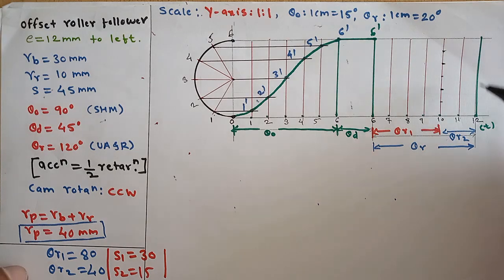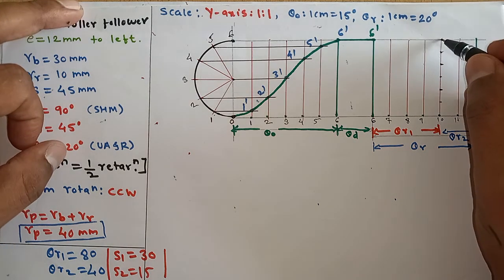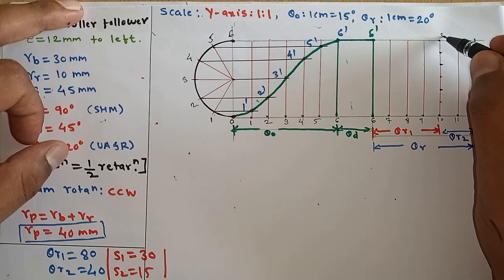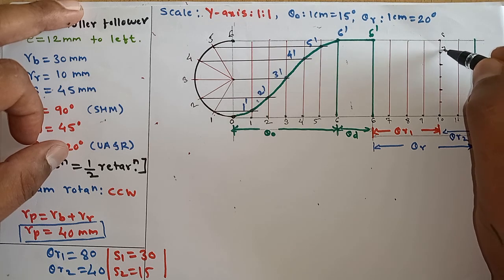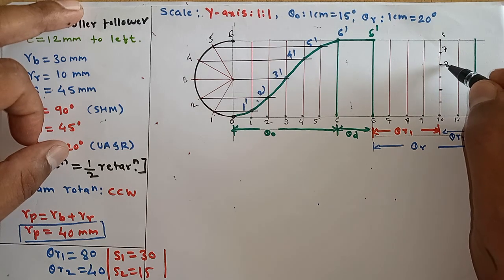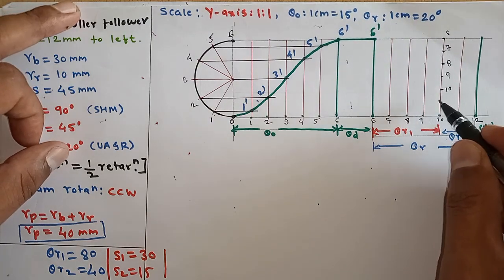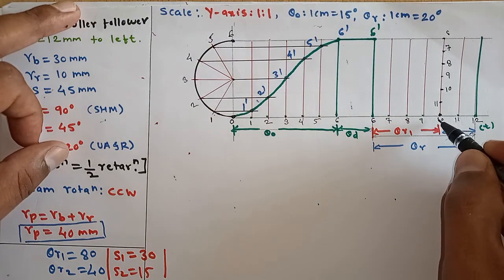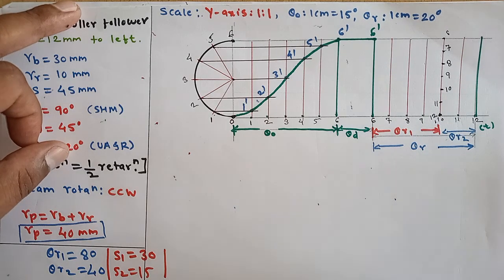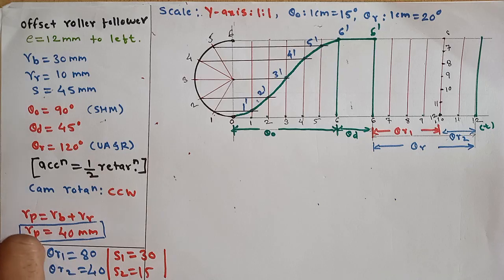The follower is moving from the topmost position to the lowermost position. So this is 6. This is 7, 8, 9, 10. This one is 11, and the last division, which overlaps with point number 10, is 12. Now let us draw the projection lines.